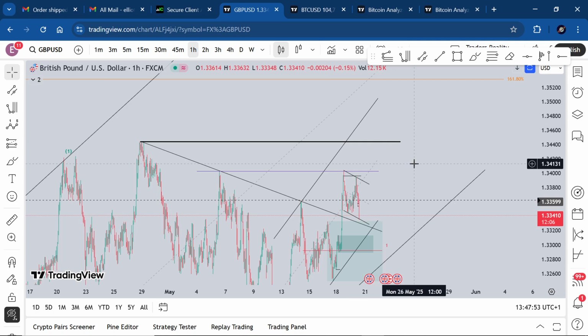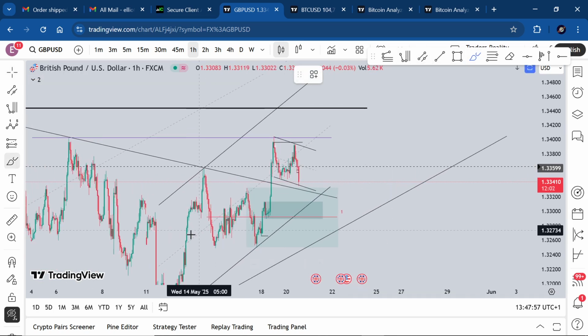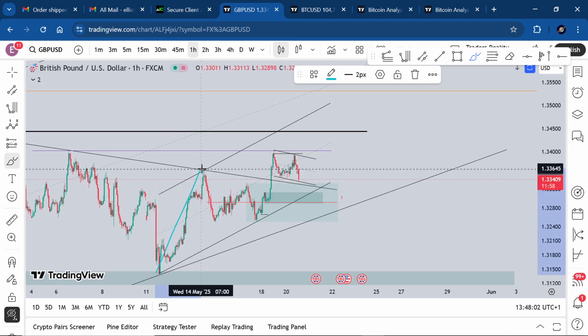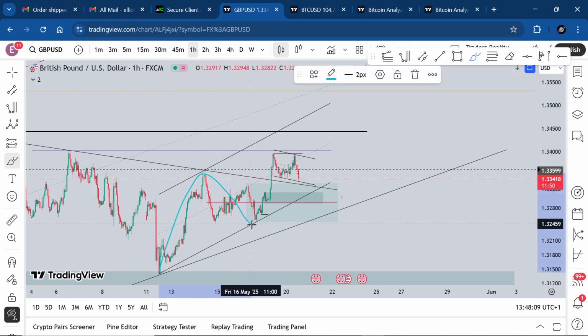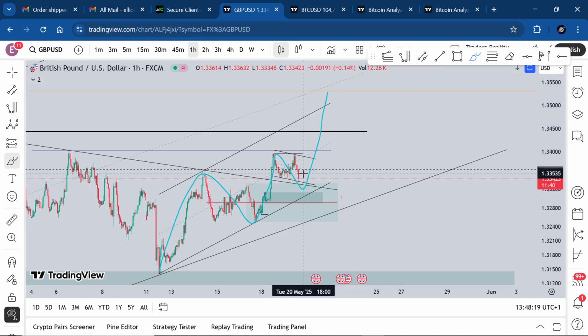Okay, I'm going to draw it. 1, 2, 3. Do that again. 1, 2, 3, 4, 5. Then I'd be looking for A, B, C. Okay, if it's a diag, I would not be expecting it to go that high.